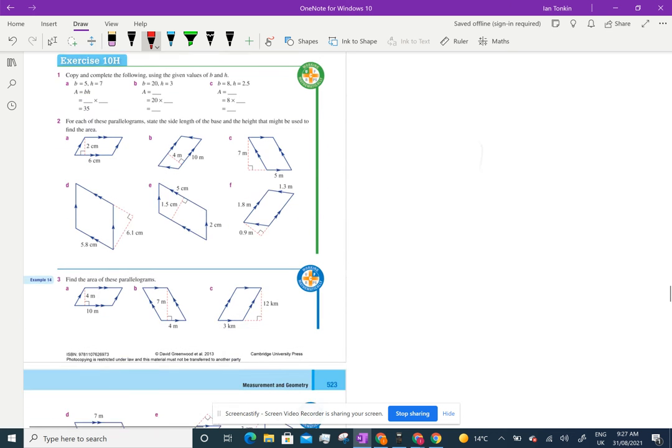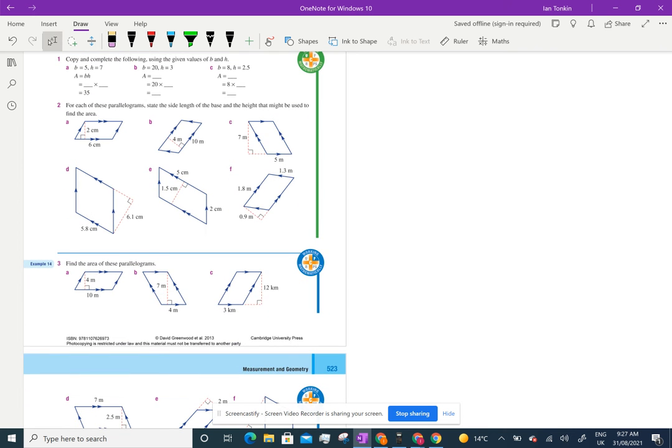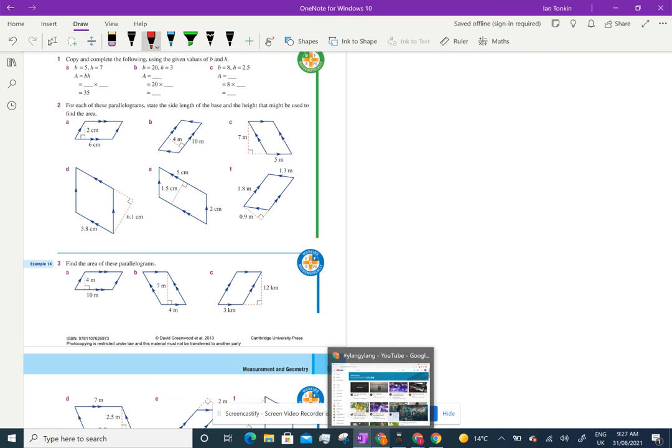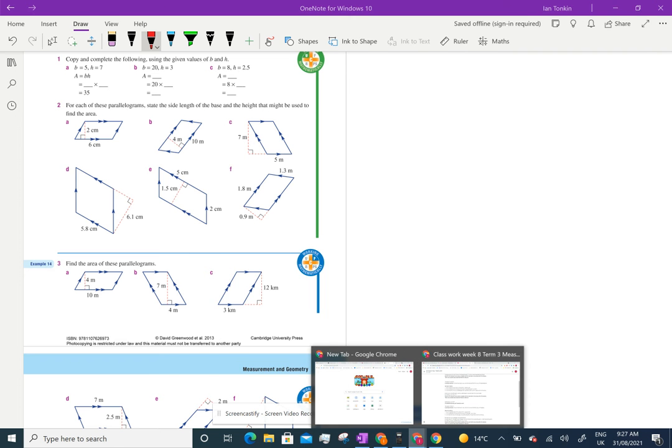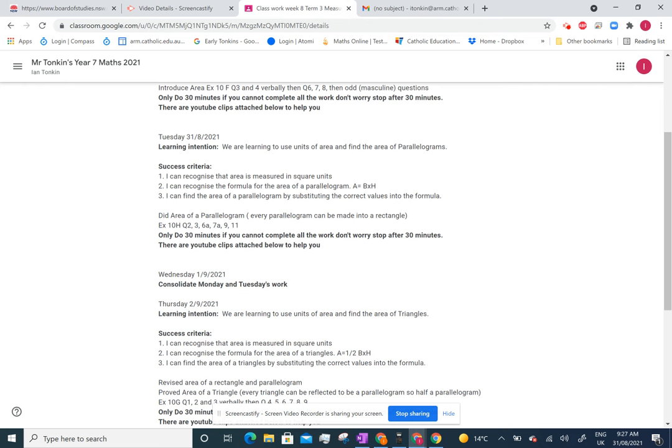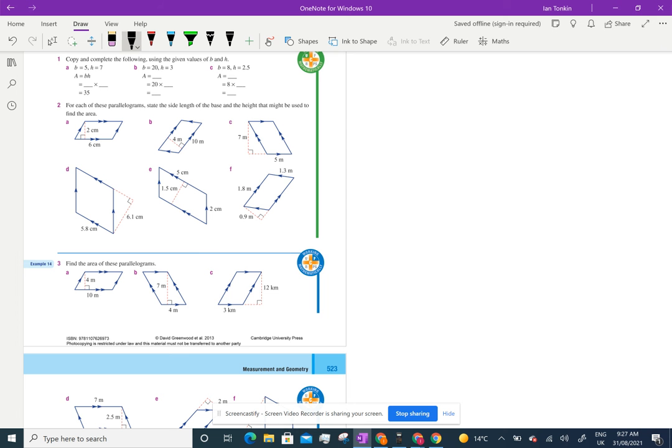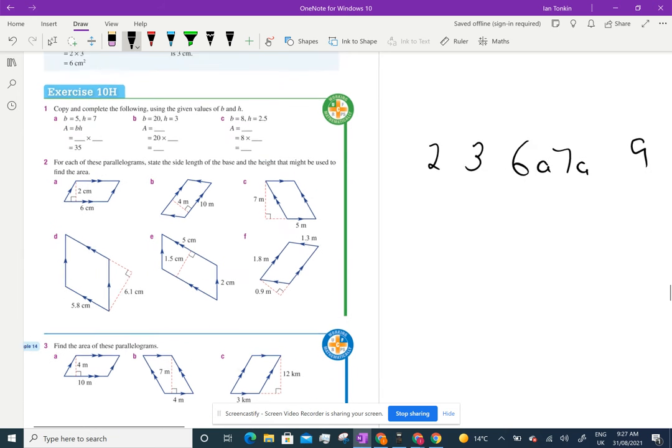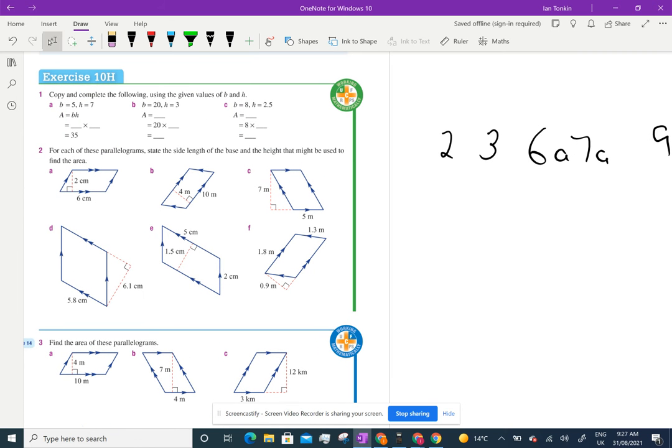Okay, so here we go. Now remember, we're doing questions 2, 3, 6A, 7A, 9 and 11. So we're doing 2, 3, 6A, I think it says 7A, 9 and 11. So let's have a look. These are so easy. Now I'm not going to do all of these.